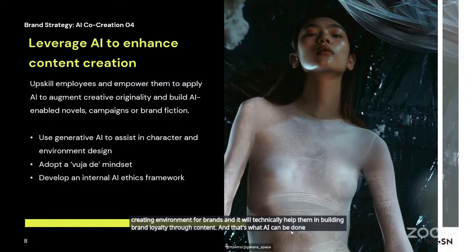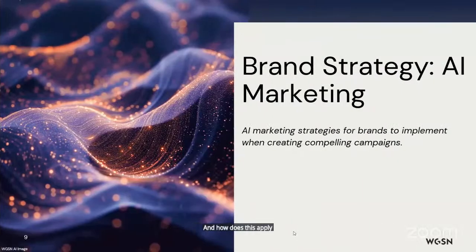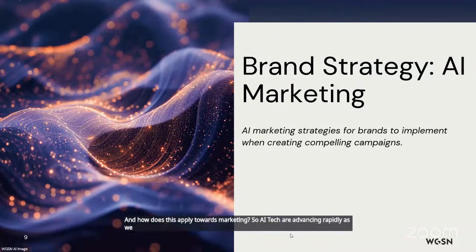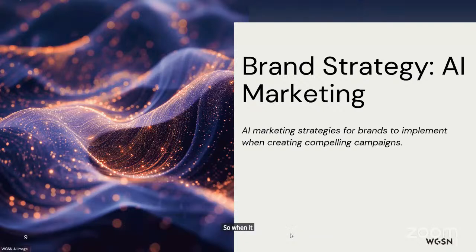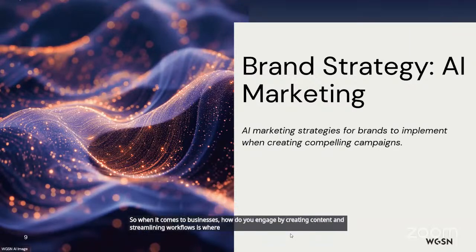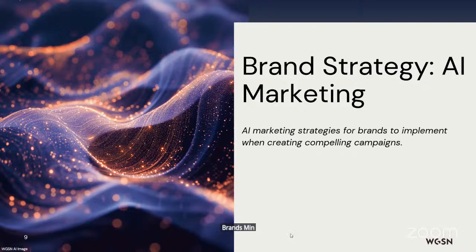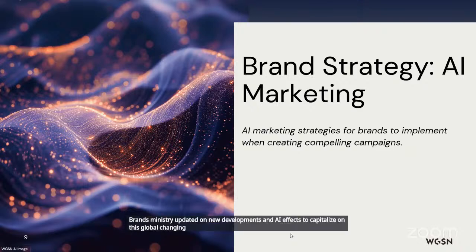How you leverage this is very, very important. And how does this apply to marketing? AI tech is advancing rapidly as we speak. We all have access to this. We have all used ChatGPT, Gemini, etc. When it comes to businesses, how you engage by creating content and streamlining workflows is where AI will be the most adoptable. Brands should stay updated on new developments and AI ethics to capitalize on this changing global landscape. Just for numbers, the AI marketing landscape is going to be approximately a $108 billion industry in the next 3 years alone. So there's a lot of work to be done.